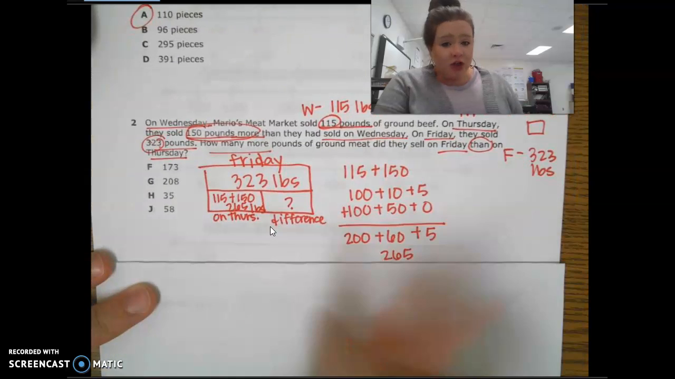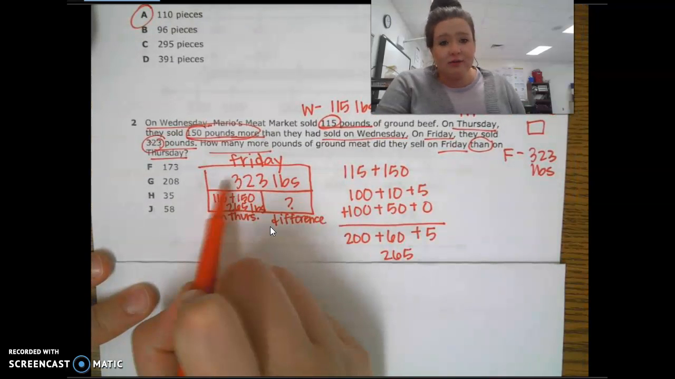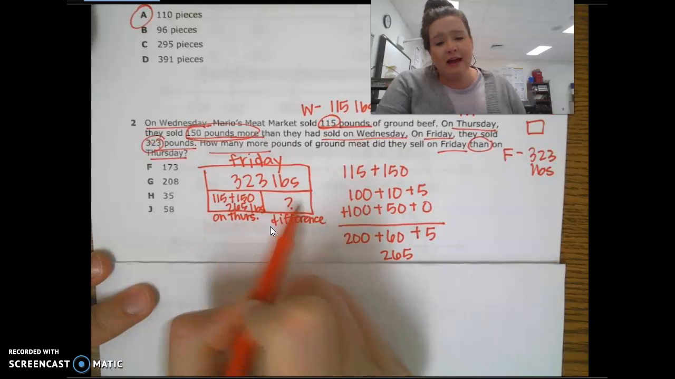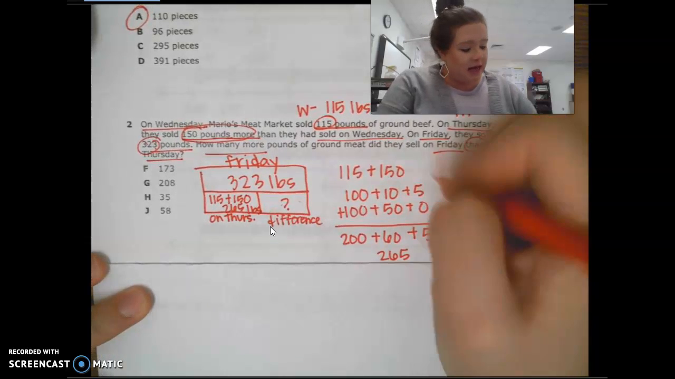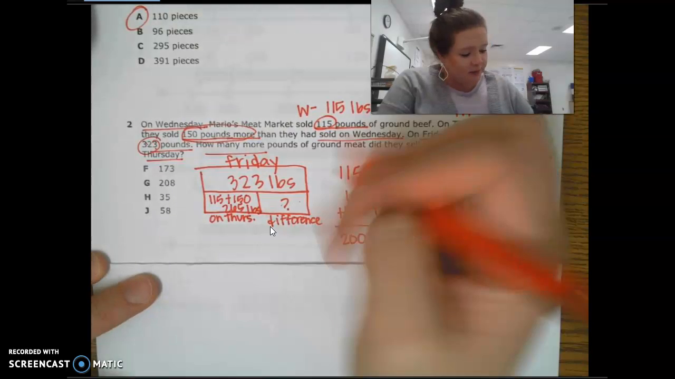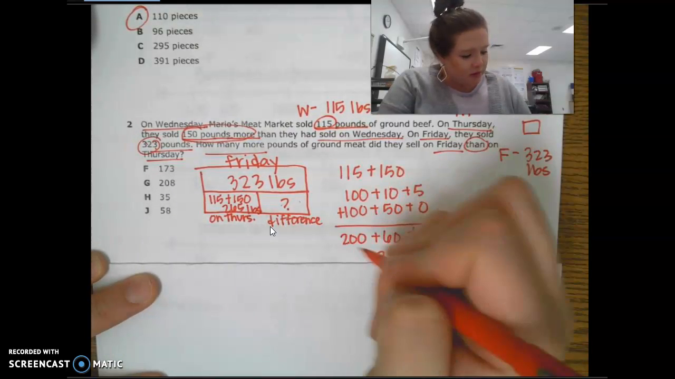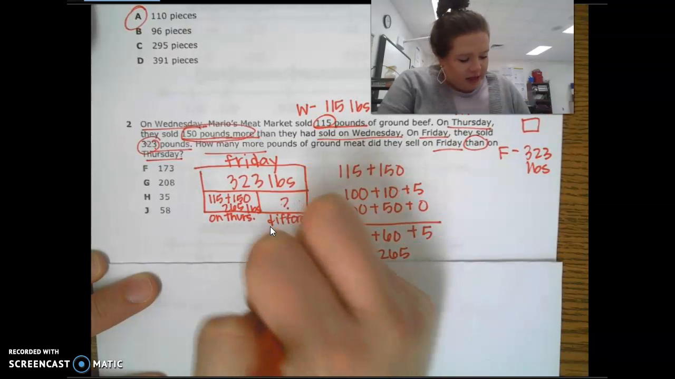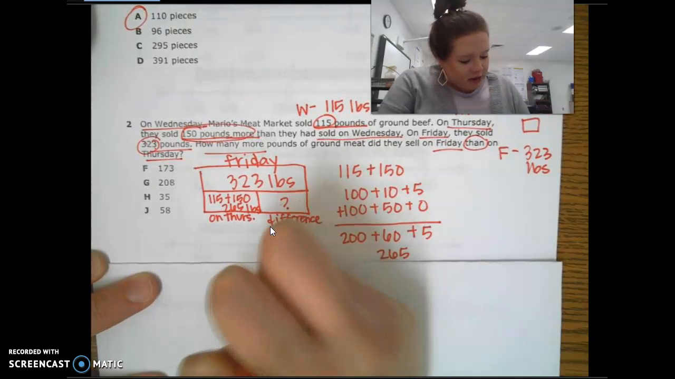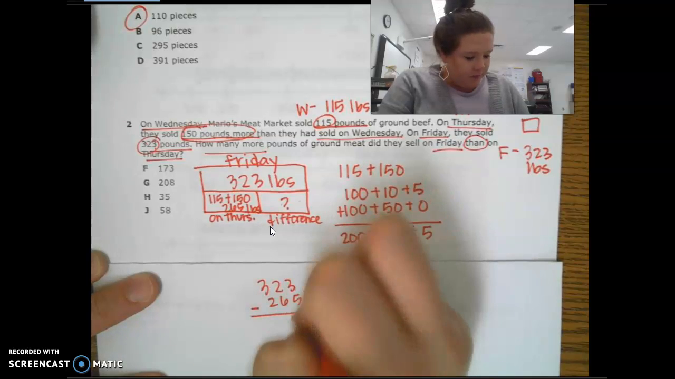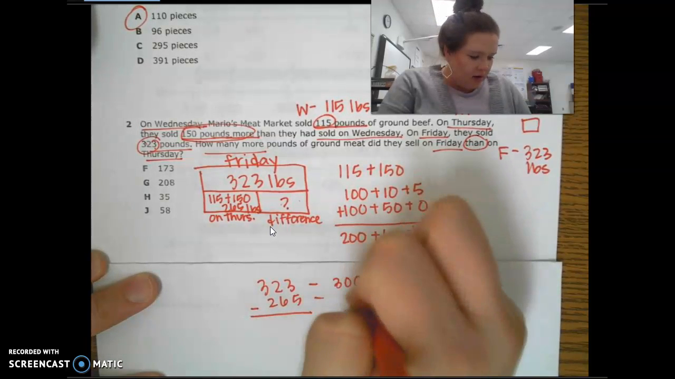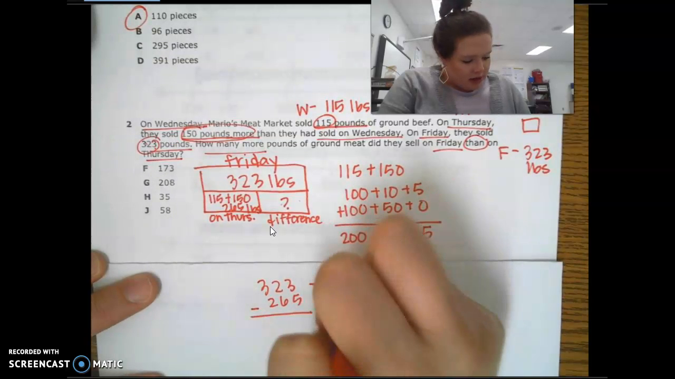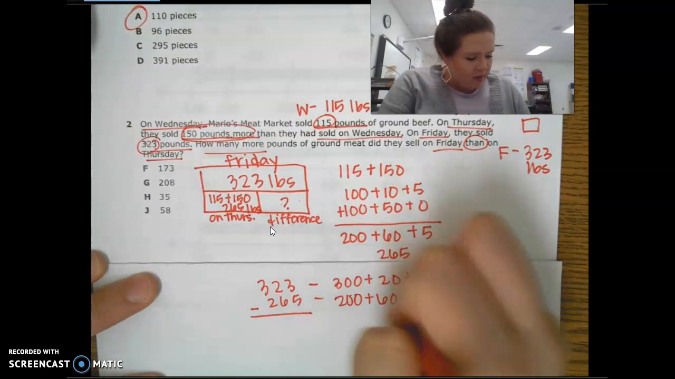Now, this is a subtraction strip diagram. I know my total amount. I have part of it and I'm looking for the difference. Now I can subtract. I can subtract 323 minus 265. 300 plus 20 plus 3, 200 plus 60 plus 5.